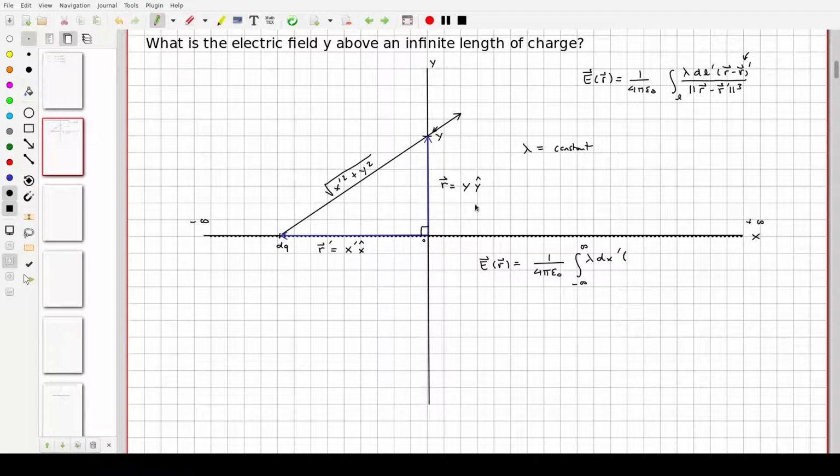r minus r prime, well, r is y hat and r prime is x prime x hat. In the denominator, we have the length of r minus r prime squared. That's this right here, that's this distance. Now, or this cube rather. Now the length is this, so we have to cube it, which makes it to the 3/2 power.